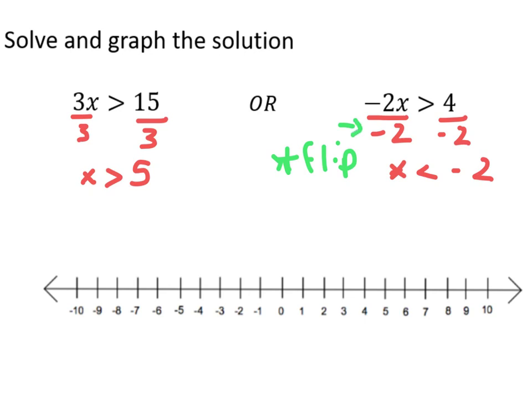So x is greater than 5. We go to positive 5 with an open circle and shade to the right. And x is less than negative 2. Go to negative 2, use an open circle, and shade our graph to the left.